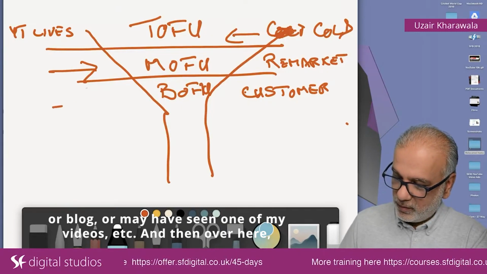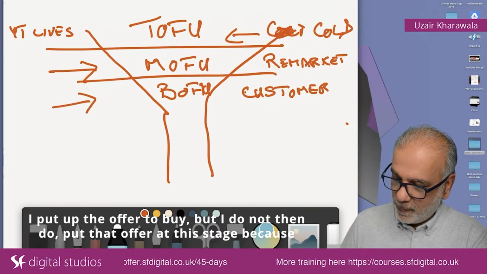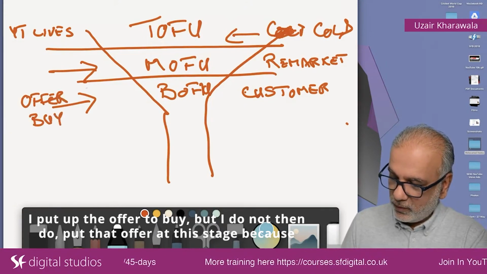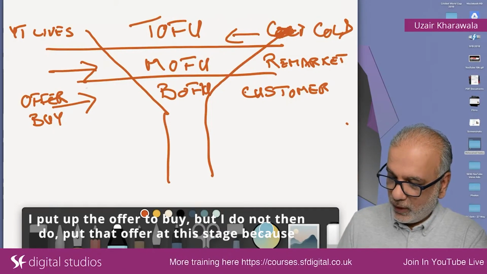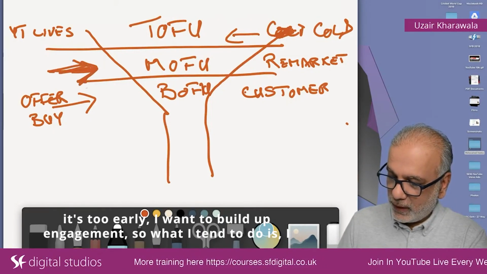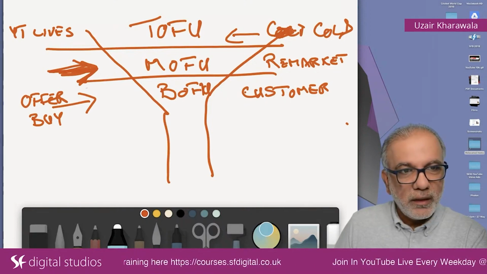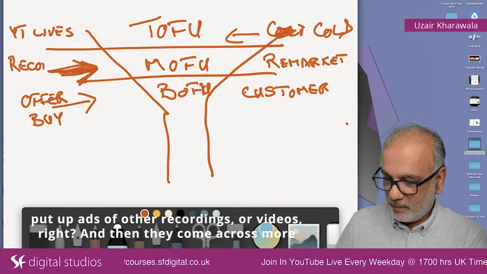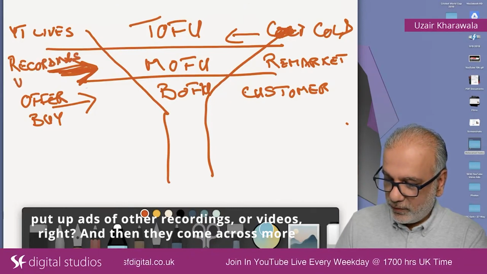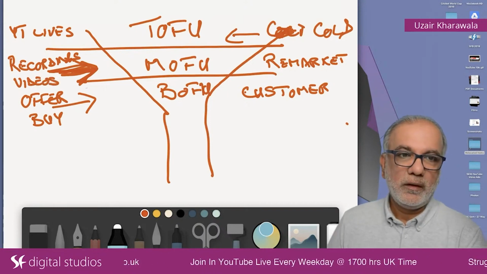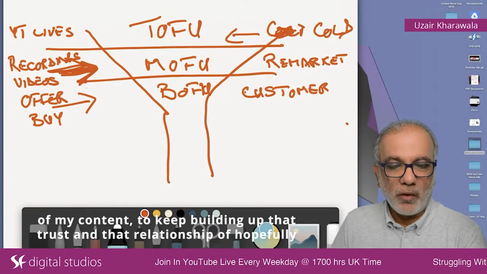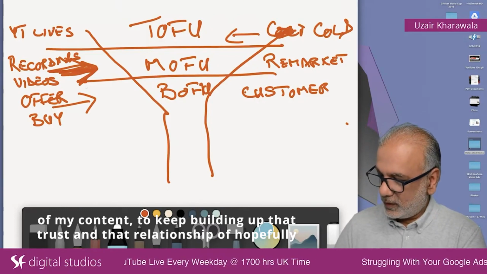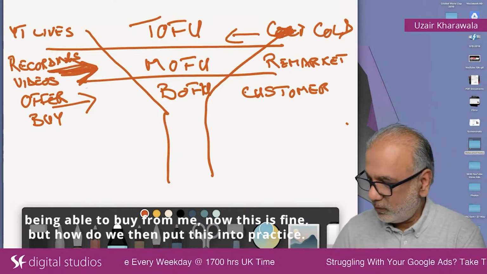And then over here, I put up the offer to buy. So I do not tend to put that offer at this stage because it's too early. I want to build up engagement. So what I tend to do is put up ads of other recordings or videos, right? And then they come across more of my content to keep building up that trust and that relationship of hopefully being able to buy from me.